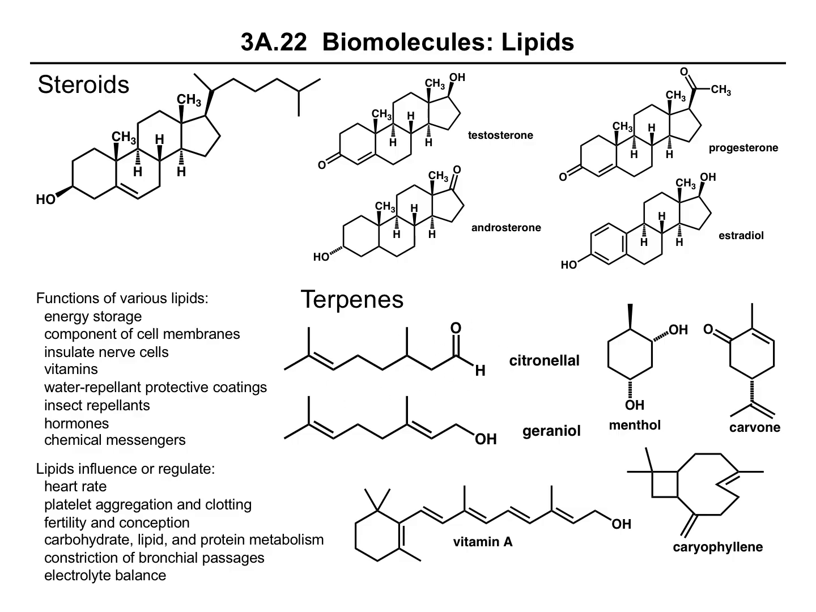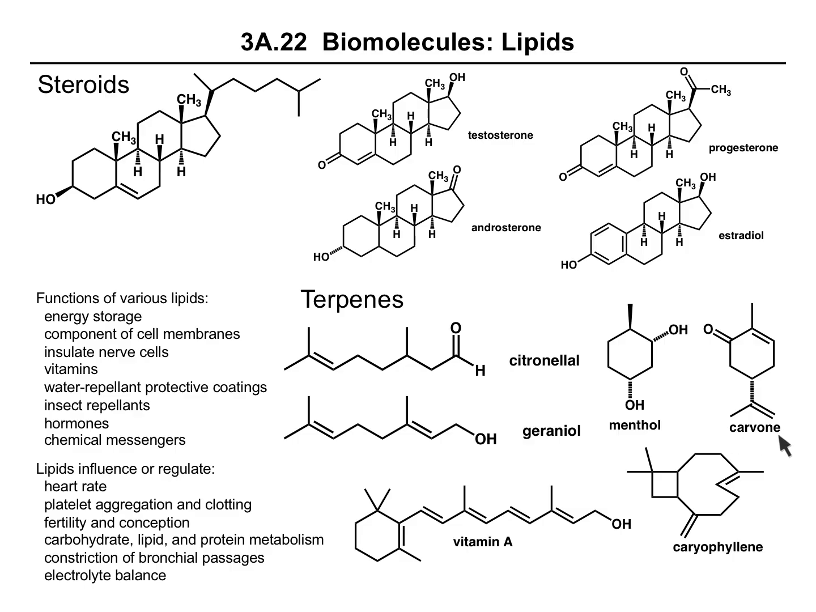Citronellal, this is an aldehyde and it has an alkene, and this is what we have in citronella candles that help keep mosquitoes away. Geraniol, we have an alcohol and we have a couple of alkenes. This is in roses. Menthol has a couple of OH groups. This is what we have in Vicks VapoRub, for example.